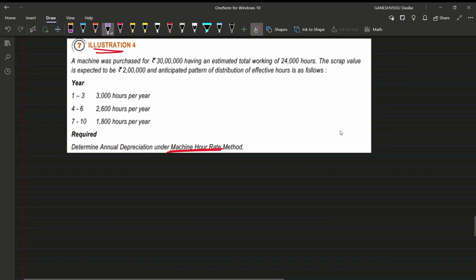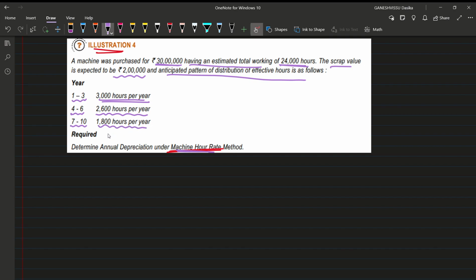Now we need to calculate the depreciation under the machine hour rate method. A machine was purchased for 30 lakhs having an estimated total working of 24,000 hours. The scrap value is expected to be 2 lakhs, and the anticipated pattern of distribution of effective hours is as follows. For 1 to 3 years they are going to use 3,000 hours per year. For 4 to 6 years they are going to use 2,600 hours per year. For 7 to 10 years, 1,800 hours per year. And we need to determine the annual depreciation under the machine hour rate method.